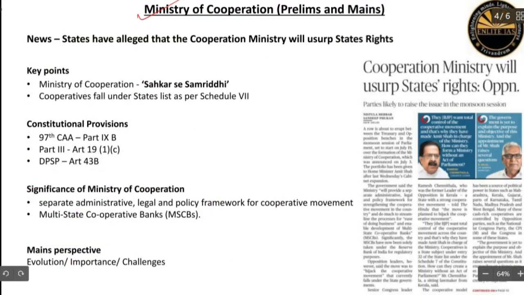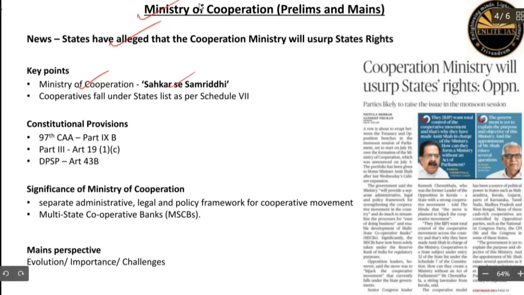Moving on, the third topic that we'll be looking into is the Ministry of Cooperation, which was in the news because it was formed recently. However, the states have alleged that the Cooperation Ministry will usurp states' rights. The key point in this context is that the Ministry of Cooperation was recently formed with the vision of Sahkar se Samriddhi, which basically means prosperity through cooperation, and was primarily aimed at promoting the cooperative movement across the country.